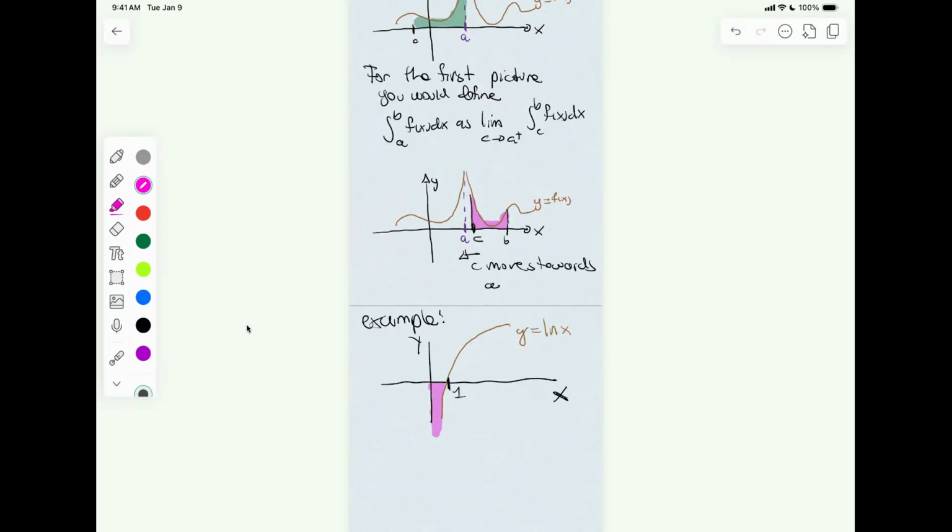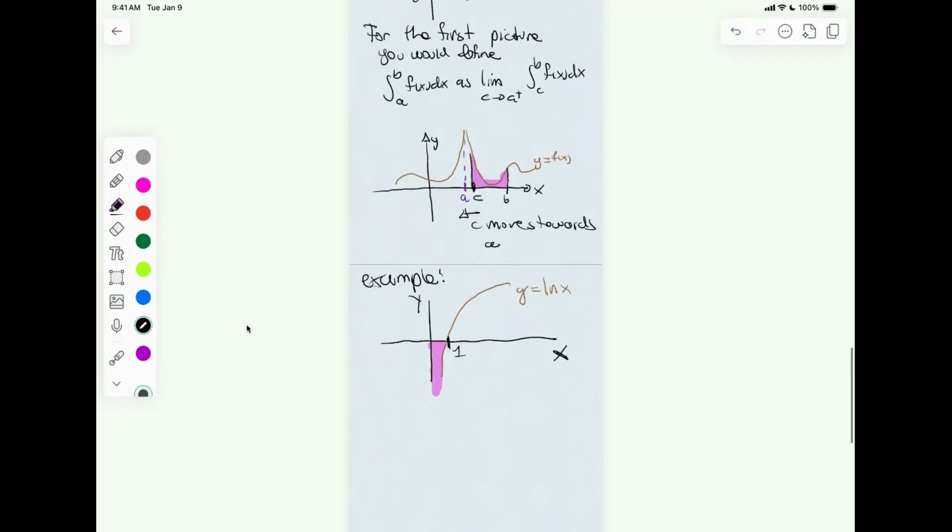So we're trying to determine whether this is finite or not.